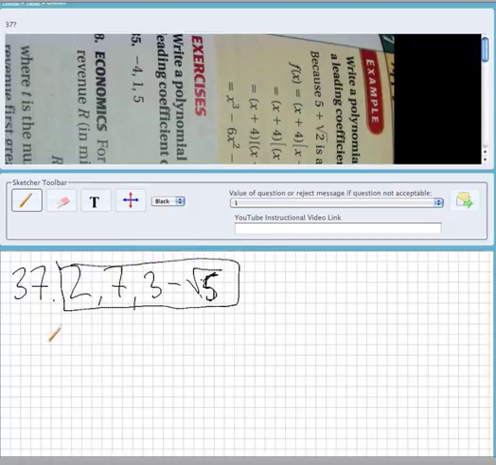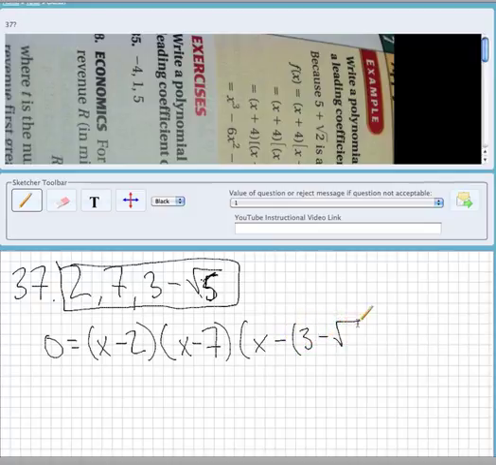So what we're going to do is say if the polynomial is equal to 0, then x minus 2 is obviously going to be in it because 2 is a 0. Then our next one is going to be x minus 7. And then this one's going to be a little bit more tricky. We're going to have x minus 3 minus 5 root 5. And we also have to put in x minus 3 plus root 5.